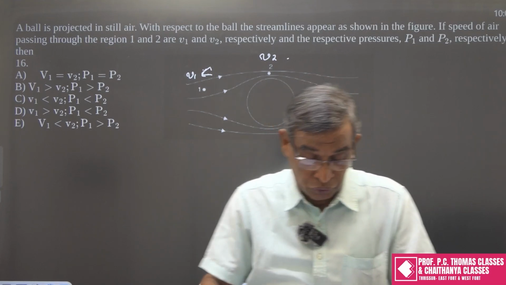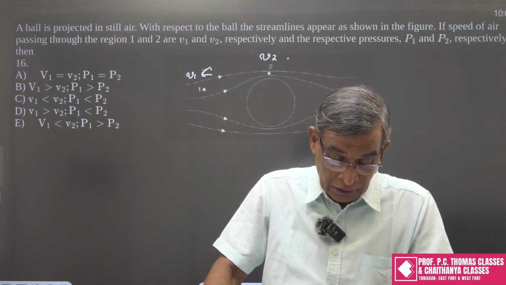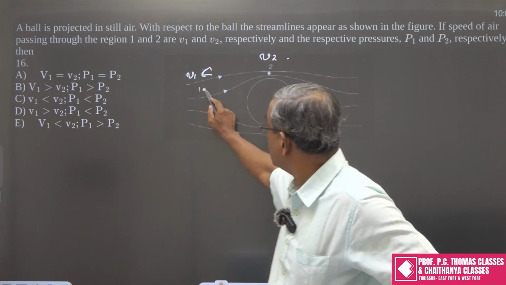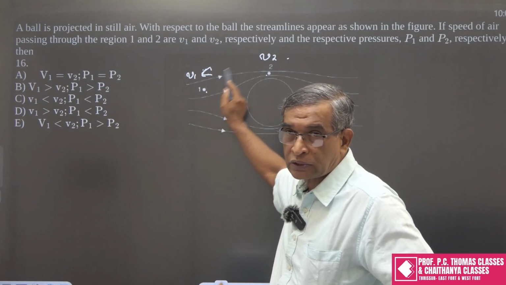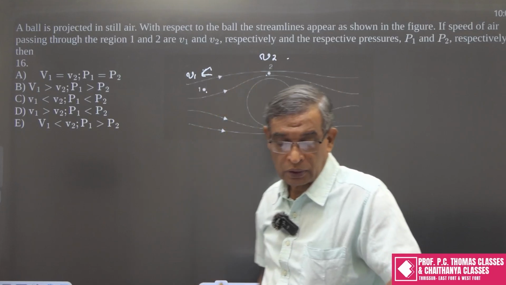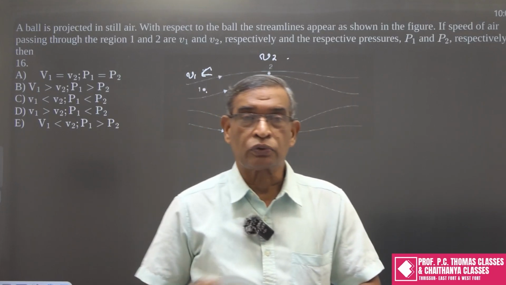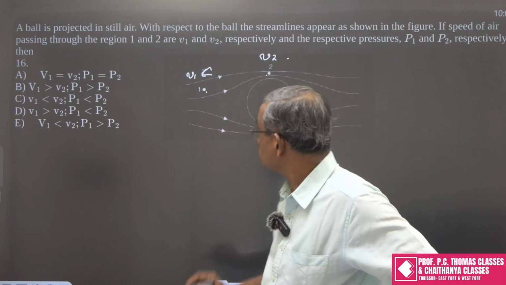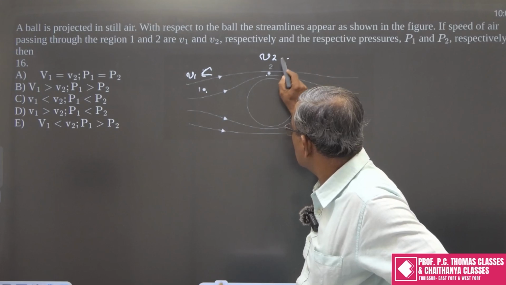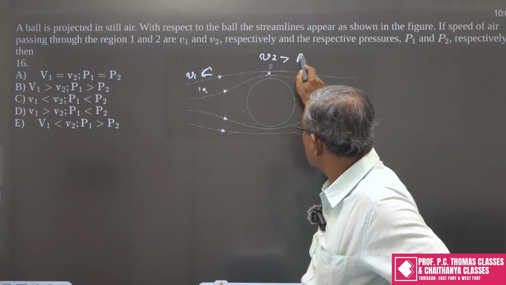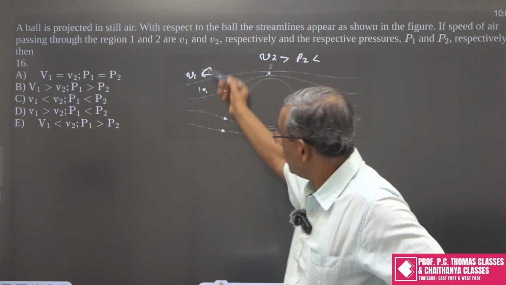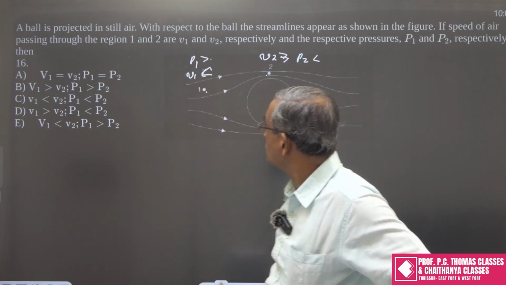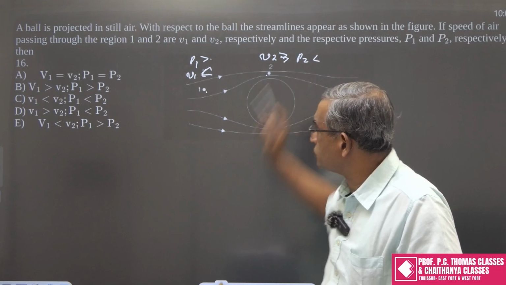If the speed of air passing through the region 1 and 2, for region 1 and 2 mean here and here. Here velocity is more. Then by Bernoulli's principle, you know that wherever velocity increases, pressure decreases. So here P2 is less. Here velocity is less, therefore P1 is large. P1 is large, P2 is less.